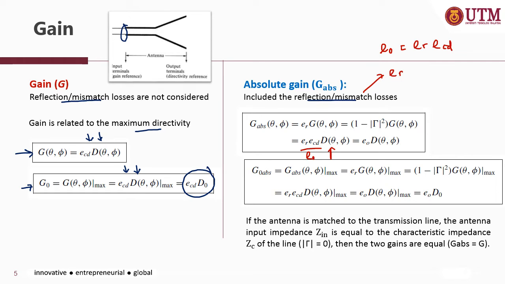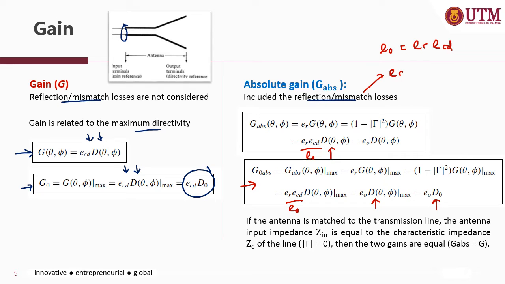And the maximum absolute gain, G naught absolute, is equal to E naught, which is equal to ER multiplied by ECD, multiplied by the maximum directivity. So the absolute gain can be simplified to E naught multiplied by D naught.